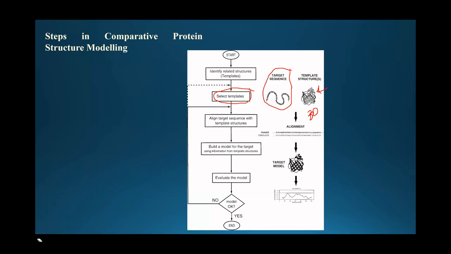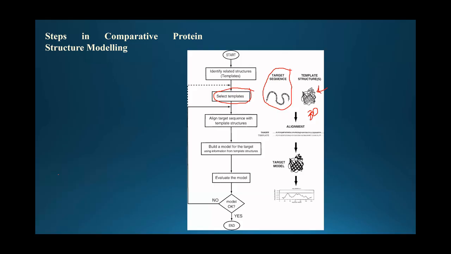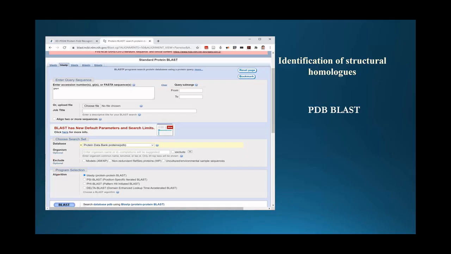Okay. Now, the next step would be the alignment of the sequences between the target and the template, because you should know where the homology is. So for that, what people do is they use different searching methods like BLAST. In BLAST, there is an option that you can choose a database. Instead of the non-redundant database, you can choose only PDB.